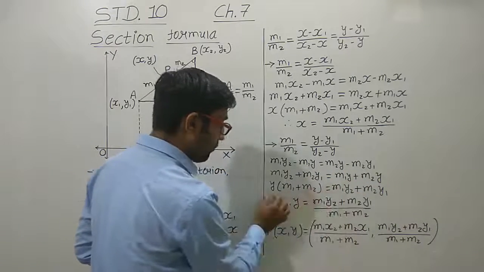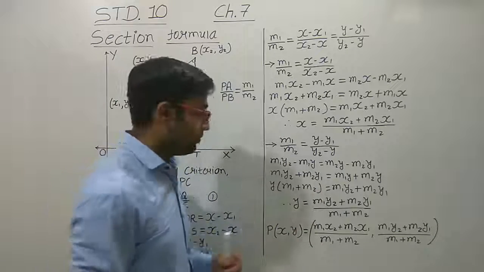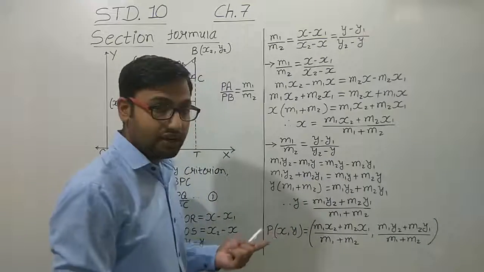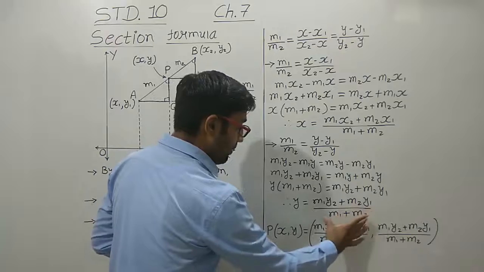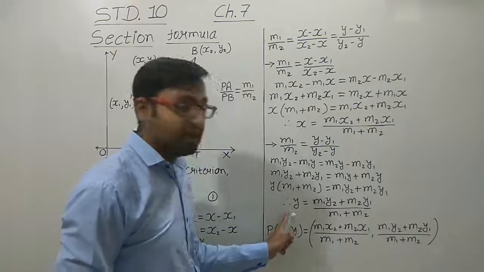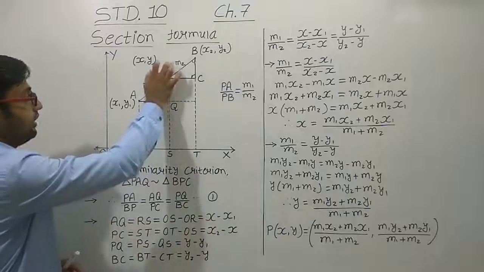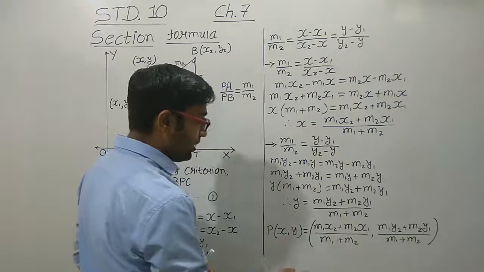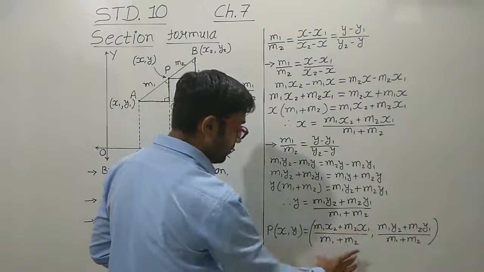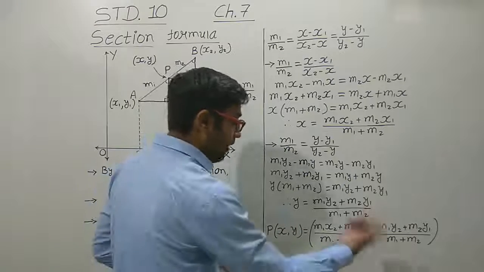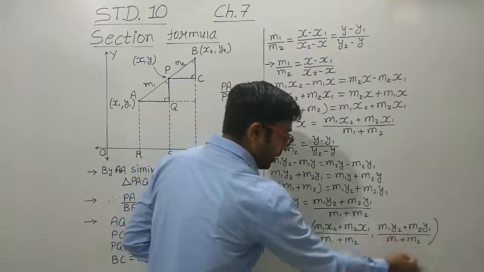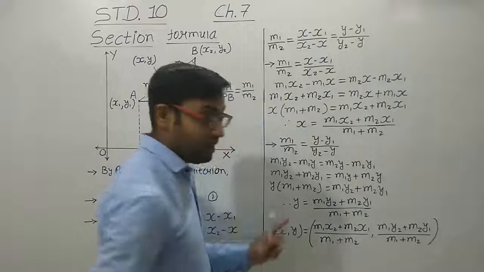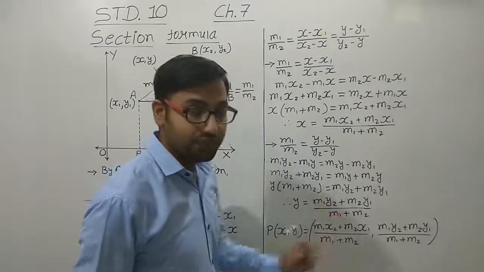Again take Y common from both these terms, we get in the bracket M1 plus M2, equals M1 Y2 plus M2 Y1. Now by making Y the subject, we get M1 Y2 plus M2 Y1 upon M1 plus M2. This is the Y coordinate of this point P. So we can write P of x, y equals the x coordinate value, that is M1 X2 plus M2 X1 upon M1 plus M2, and the y coordinate value is M1 Y2 plus M2 Y1 upon M1 plus M2. You can notice that in both coordinates the denominator is the same, M1 plus M2.